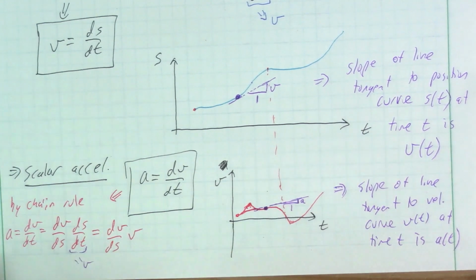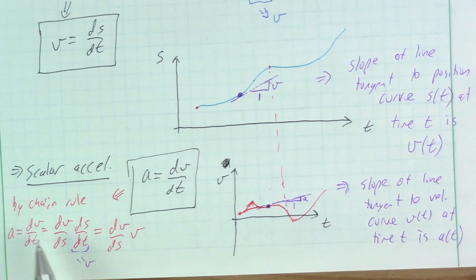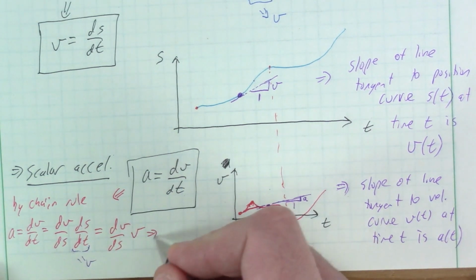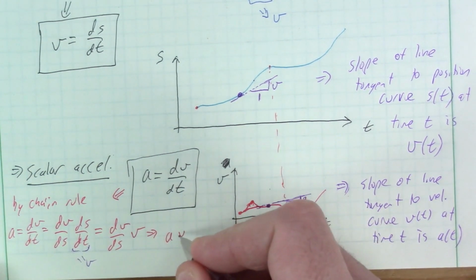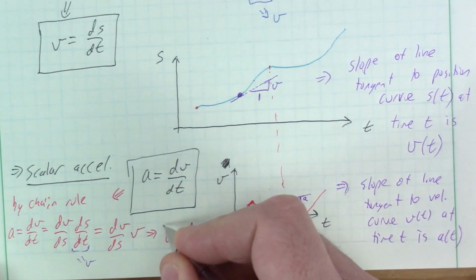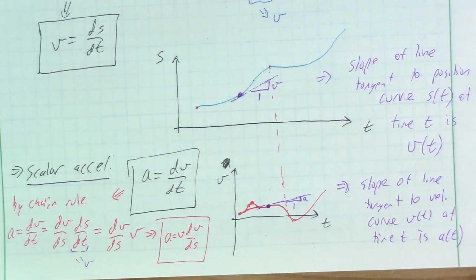And I should say, we haven't made anything up here, right? This is just a chain rule. dv ds ds dt, that's completely fine, just another way to define it depending on how the relationships work out, right? So this kind of thing here, a equaling v dv ds, is going to be something that we will use often in our analysis.